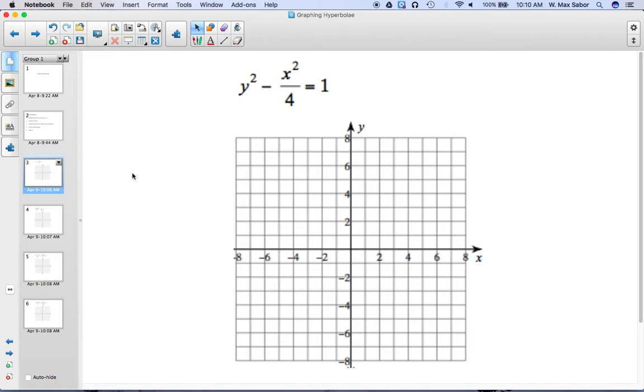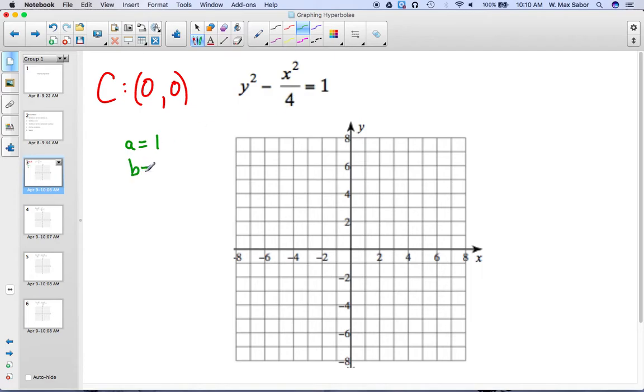So, first let's identify the center. The center, we use x as 0, y as 0. We can identify A is going to be the square root of the denominator of the first term. So that's going to be 1. The B value is the square root of the denominator of the second term, which is 2. So we can plot the center.